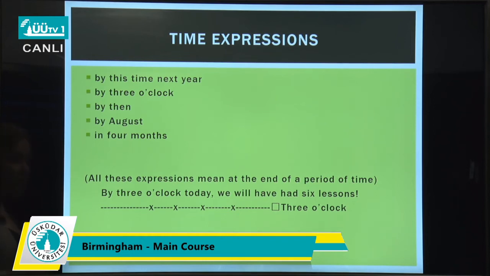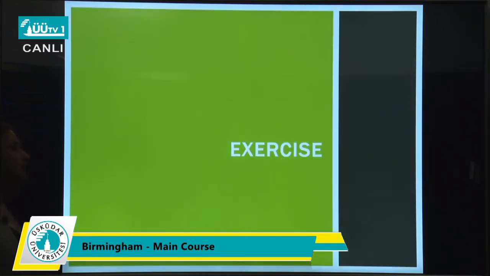By 3 o'clock is the end of the period. By 3 o'clock today, we will have had 6 lessons. For example, by 3 o'clock today, I will have finished my presentation. The same example actually. So, let's go through some exercises.